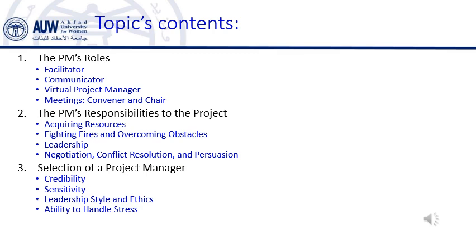Acquiring resources. The PM ensures that all necessary resources, such as people, equipment, and budget, are available. They must plan ahead and ensure that everything is in place for the project to succeed. For example, in a software development project, the PM must ensure that the development team has access to the necessary software, hardware, and skills.